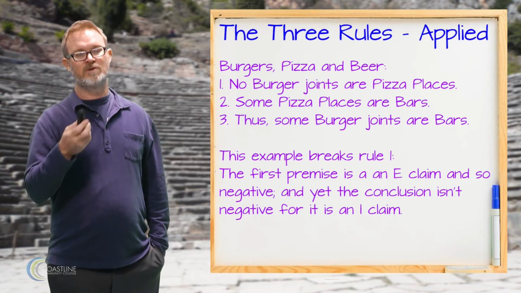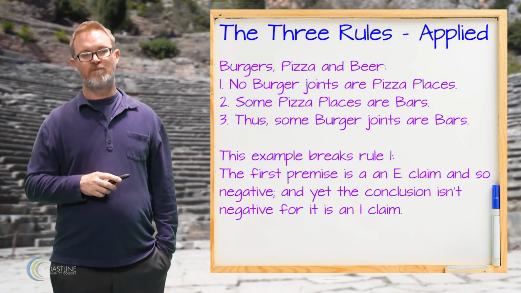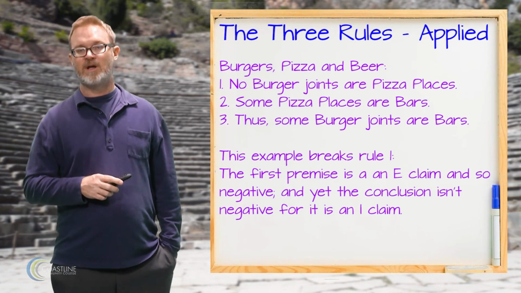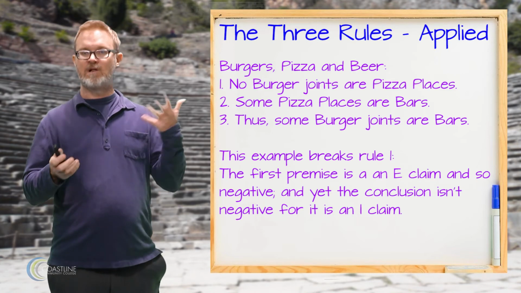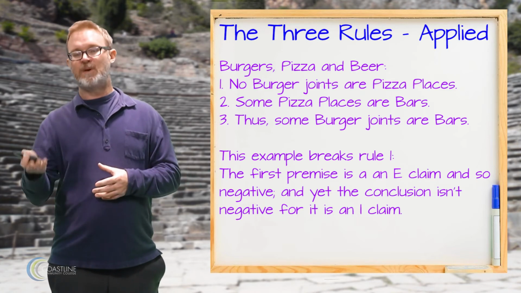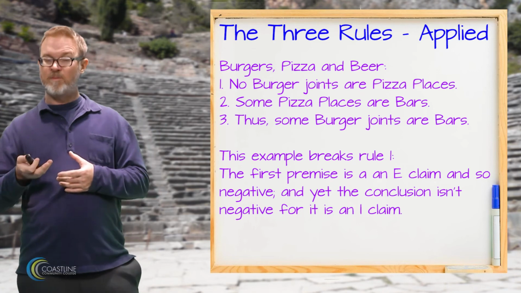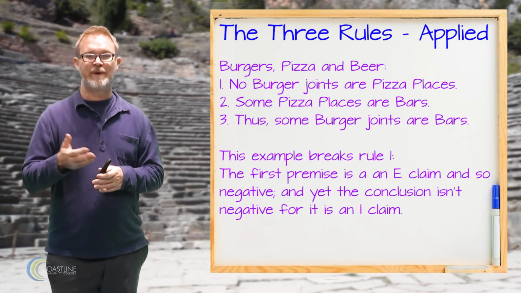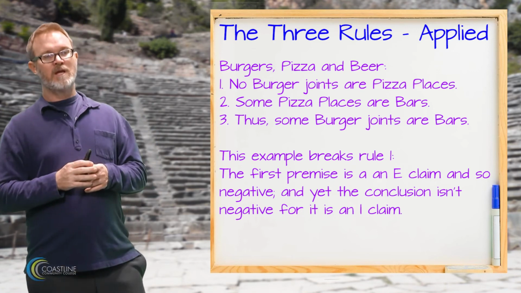So pizza places, you'll see here, occurs in the first premise, as the predicate of an E claim. And of course, E claims distribute both terms. So actually, pizza places, the middle term, is distributed in the first premise, and so that rule passes, Rule 2, right? Now, what about Rule 3?